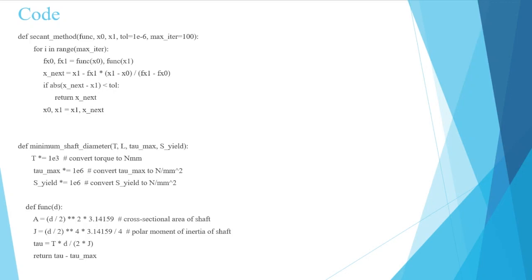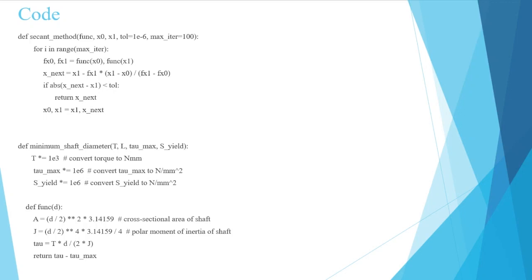In the next block of the code, we define a function known as minimum shaft diameter that takes in 4 arguments, T, L, Tomax, and S yield, which are the torque applied to the shaft, the length of the shaft, the maximum shear stress allowed in the shaft, and the yield strength of the shaft material. In the next lines, T equals 1e3, Tomax equals 1e6, and S yield equals 1e6. These lines convert the torque, maximum shear stress, and yield strength from their given units to Newton millimeter and Newton per millimeter square respectively.